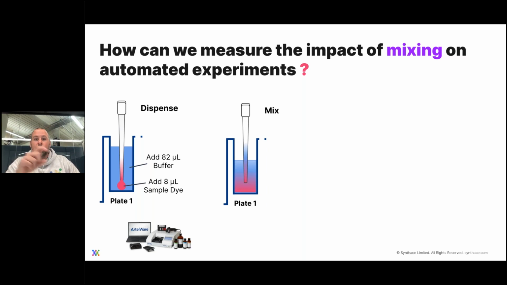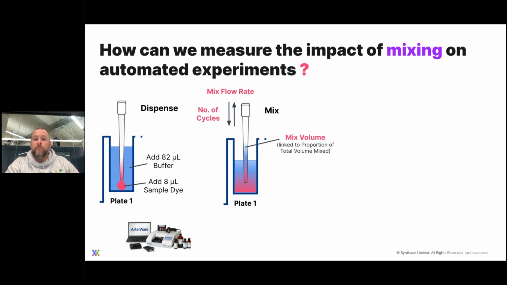Next, we can vary how we mix the sample dye into the buffer to assess different set points on mixing efficiency. We can change the mix volume, and this is linked to something else that we track, which is the proportion of total volume mixed. So if the volume in the wells is 100 microliters and we set the mix volume to 50 microliters for 2 mix cycles, then the proportion of the total volume mixed is 1.